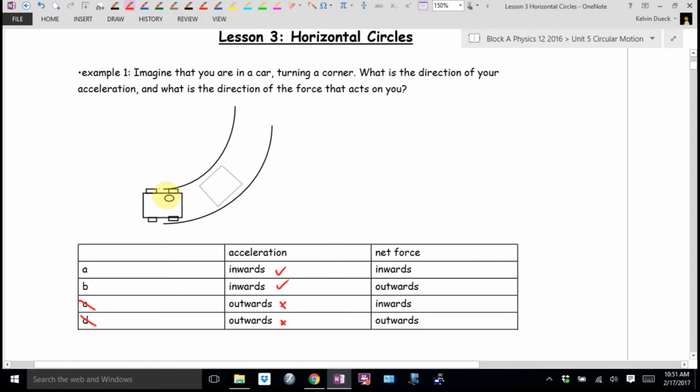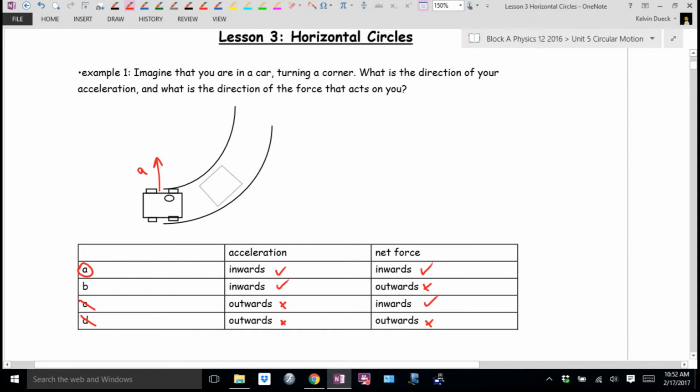So the acceleration is inwards. What direction is the force? Why is the force also inwards? Because acceleration is where force gets its vector from. So the net force is going to be inwards, and now I can zoom out and I see clearly it has to be A.